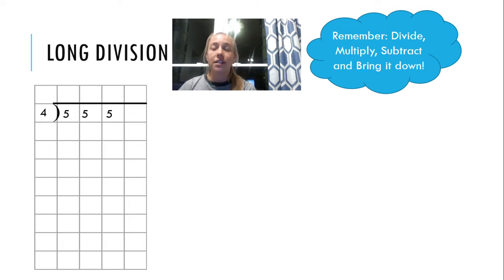So your dividend, which is your biggest number in your division, is going to go underneath the division sign. Your divisor goes on the outside. On this problem, my divisor is the 4. Your quotient, or your answer, is going to go on top. It's going to sit right on top of your division problem. So we have 555 divided by 4. Our first step is to divide.